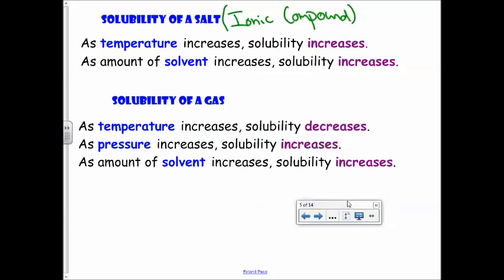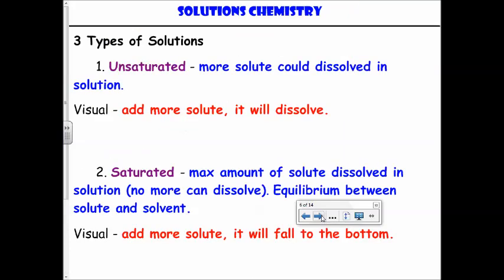Solubility of gas, on the other hand, as temperature increases, solubility now decreases. As pressure increases, solubility increases. And as amount of solvent increases, solubility increases. And we will, again, in the beginning of the unit, always throw a ton of stuff at you, and then just kind of change it up. It starts to make more sense as you get more exposure to it. So we'll get you practice with all this, and it'll make more sense.